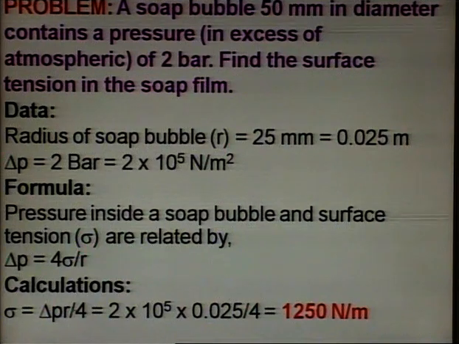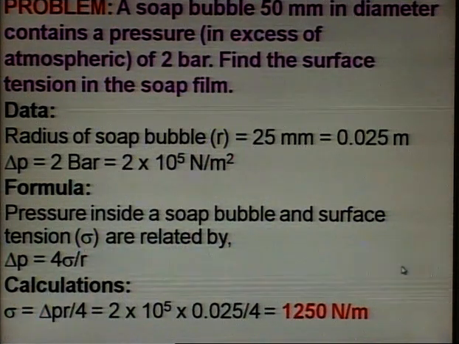Substituting the value, pressure is 2 into 10 power 5, radius is 0.025, so divided by 4. After solving this, surface tension sigma comes out to be 1250. So 1250 Newton upon meter. So this is the value of surface tension in the soap film.